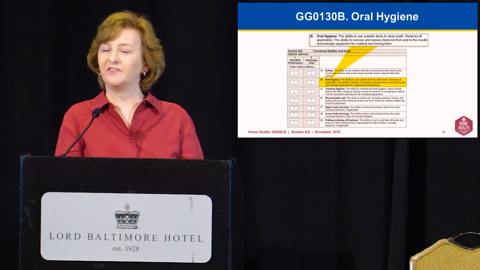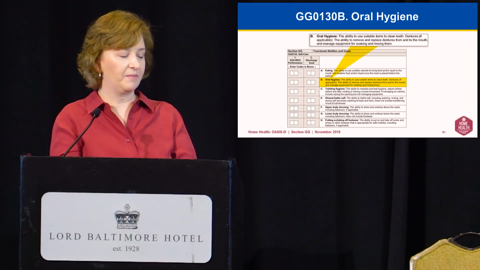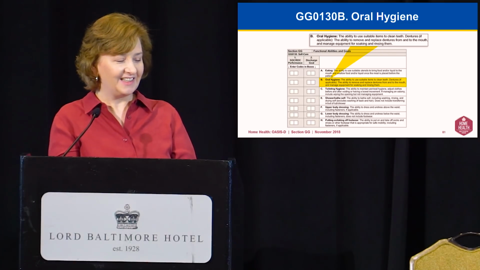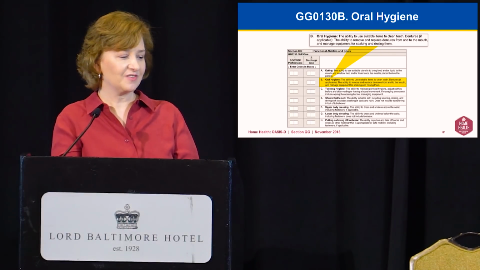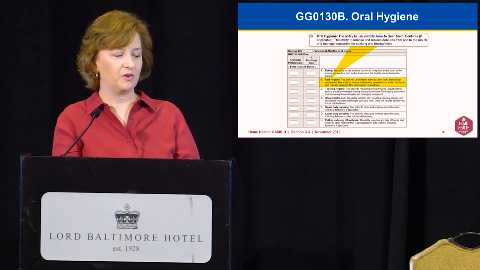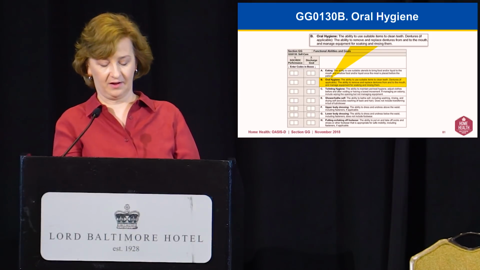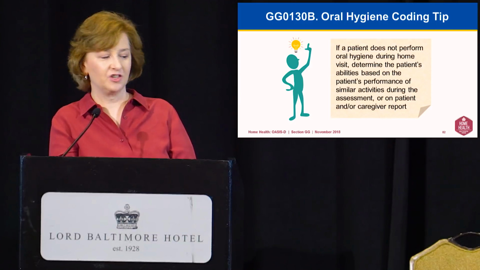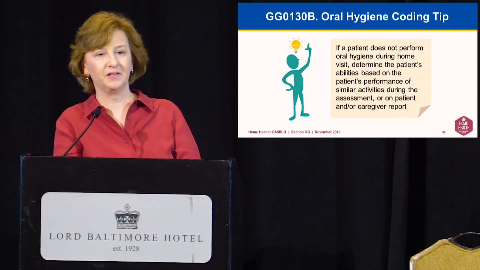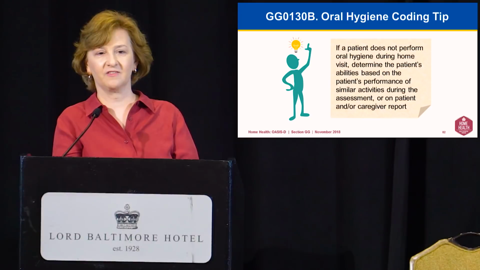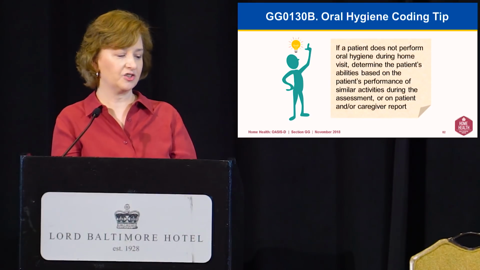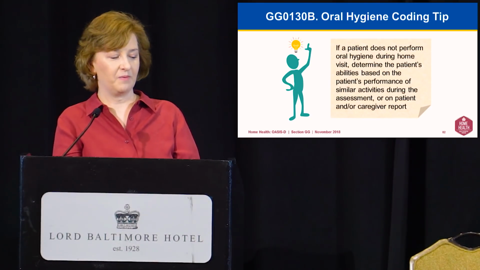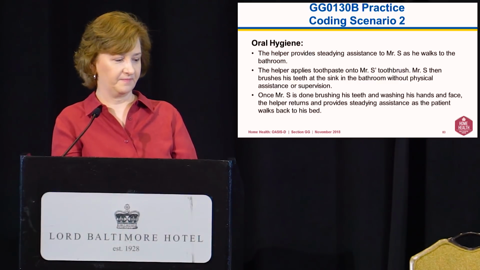Okay, the next activity is oral hygiene. So this includes the ability to use utensil items to clean teeth, and if the person uses dentures, it would be the ability to remove and replace the dentures to and from the mouth, and manage equipment for soaking and rinsing. If the patient does not perform oral hygiene during the home visit, determine the patient's abilities based on the patient's performance of similar activities or simulation during the assessment, or on the patient or caregiver report.